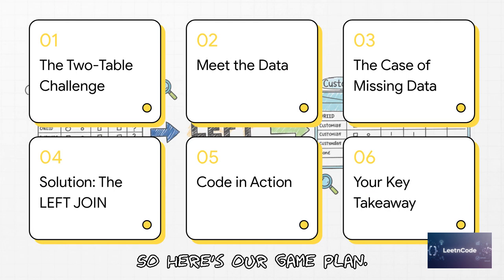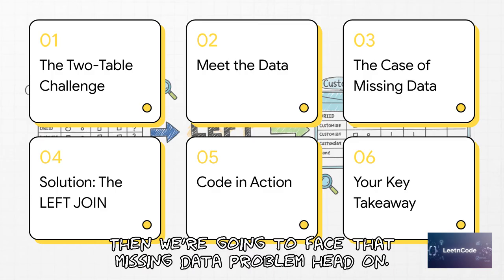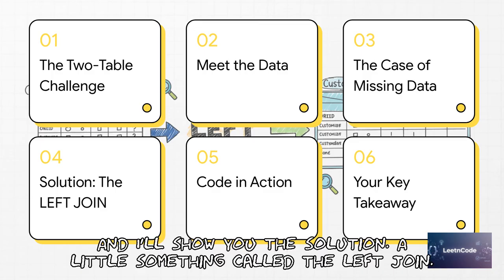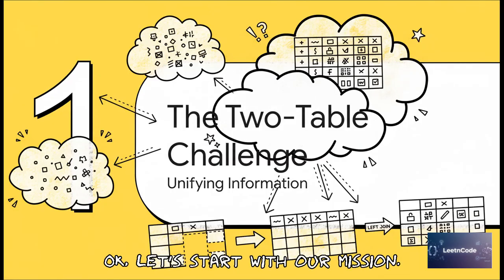So here's our game plan. First, we'll lay out the challenge and get to know the data we're working with. Then, we're going to face that missing data problem head on, and I'll show you the solution. A little something called the left join. We'll see how it works in code, and we'll wrap up with the one key idea that's going to make it all click. Okay, let's start with our mission.